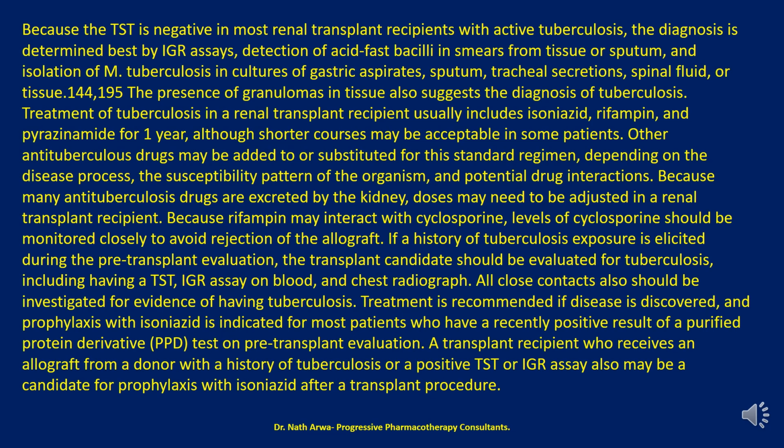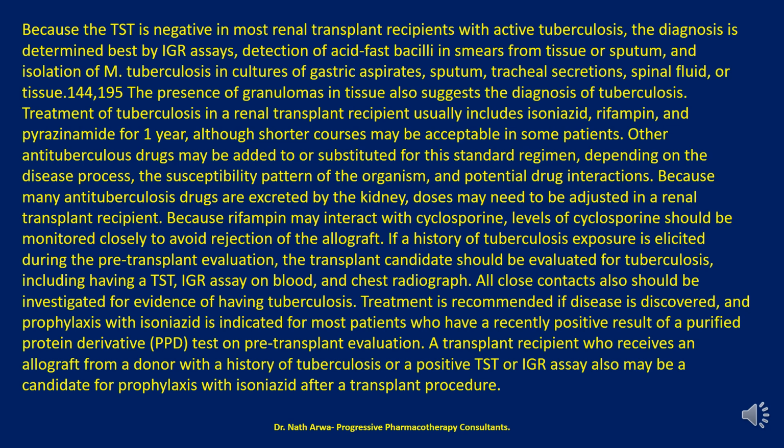Because the TST is negative in most renal transplant recipients with active tuberculosis, the diagnosis is determined best by IGRA assays, detection of acid-fast bacilli in smears from tissue or sputum, and isolation of Mycobacterium tuberculosis in cultures of gastric aspirates, sputum, tracheal secretions, spinal fluid, or tissue. The presence of granulomas in tissue also suggests the diagnosis of tuberculosis.